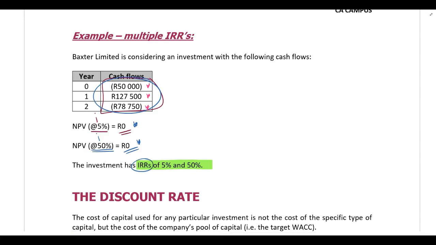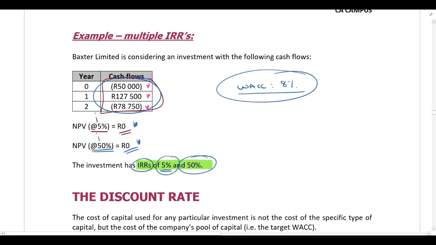Now, the problem with this is if we have a weighted average cost of capital of 8%, if this investment has an internal rate of return of 5%, the IRR is less than the WACC, so we would reject the project. However, if the IRR is 50%, it's then more than the weighted average cost of capital, and we would then accept the investment. So you can see this is a disadvantage of the internal rate of return method, because where we have multiple internal rates of return, we don't know whether the project should be accepted or not.